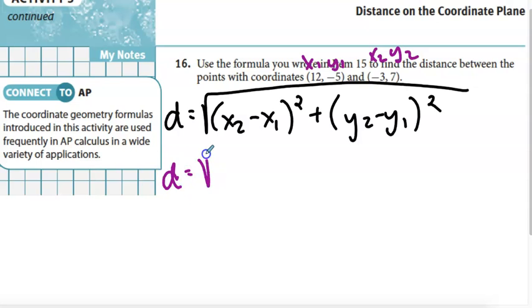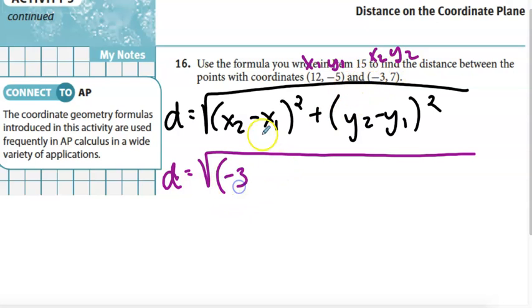So I have d equals square root, parentheses. My x2 is this negative 3. So I'm going to write negative 3. I always bring down this minus sign. Always, always, always. My x1, sorry, is 12. Close it, squared. So I have negative 3 minus a 12 squared.